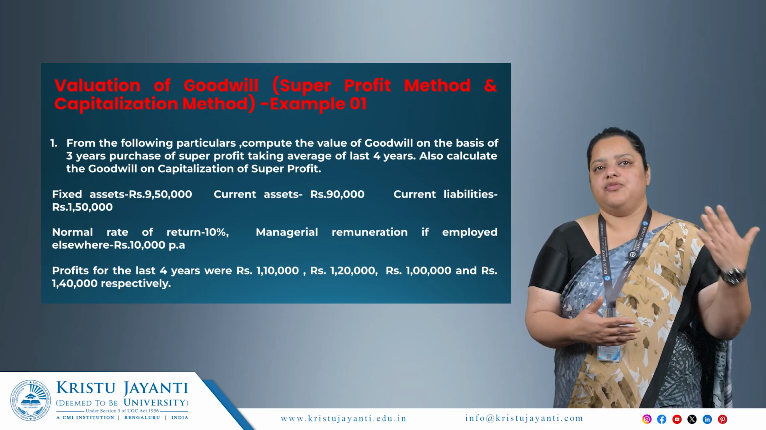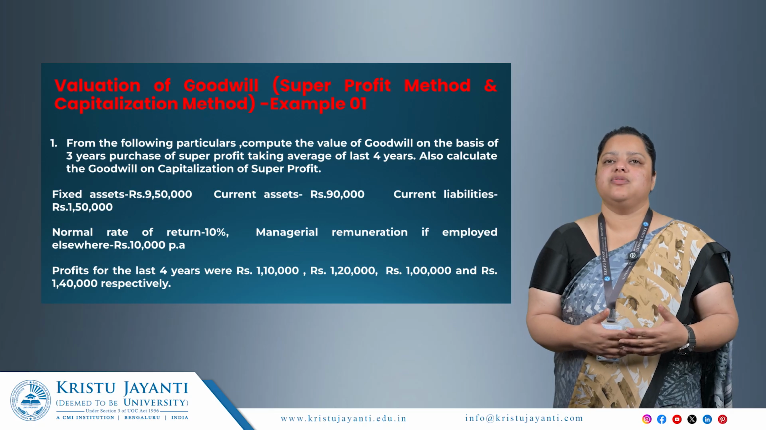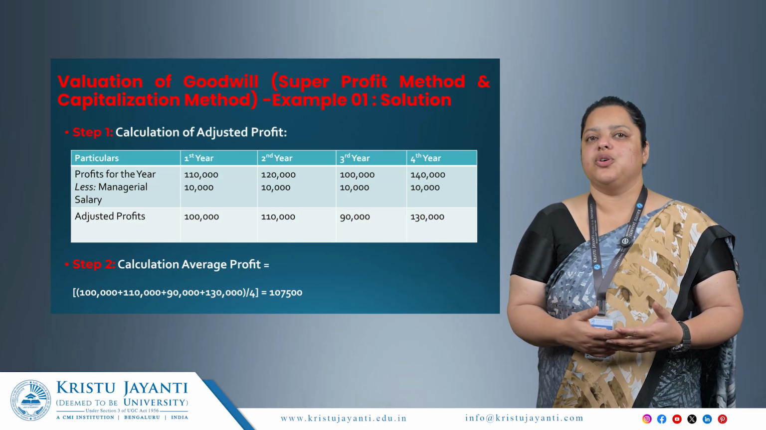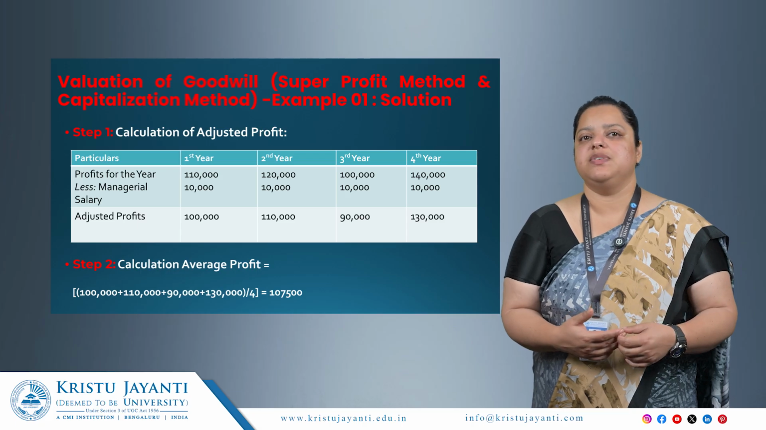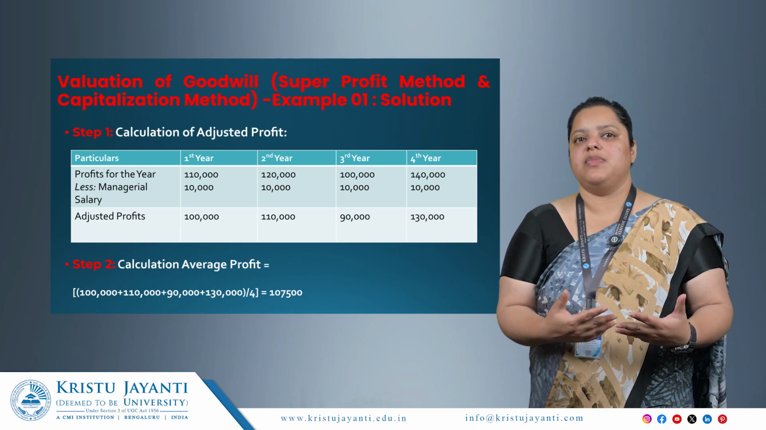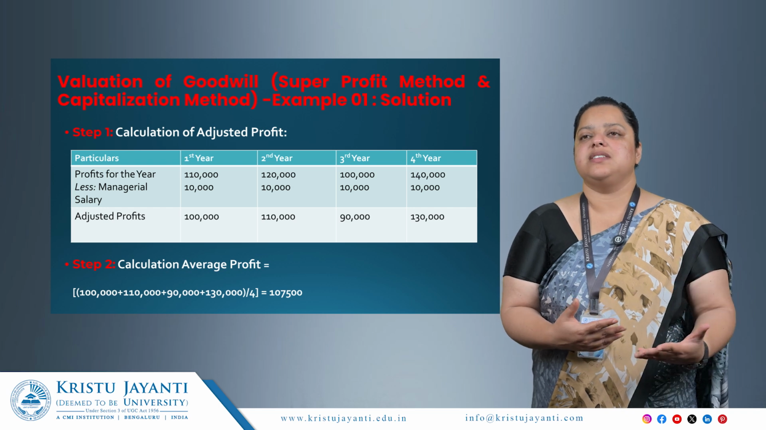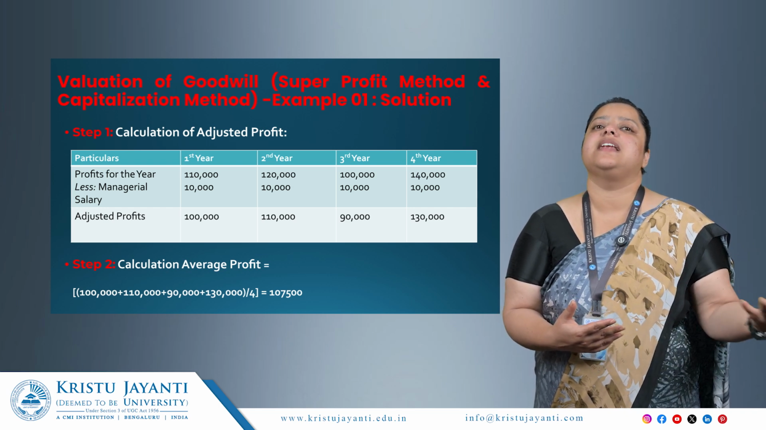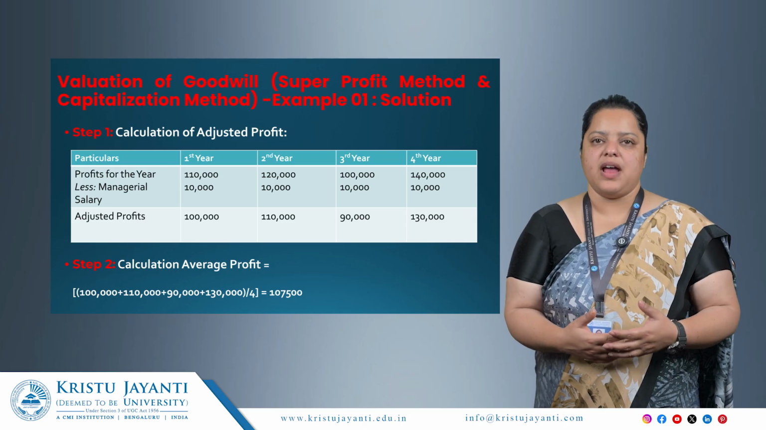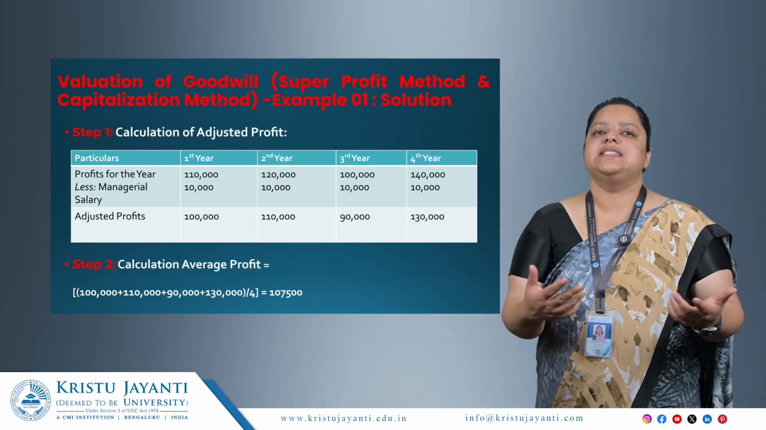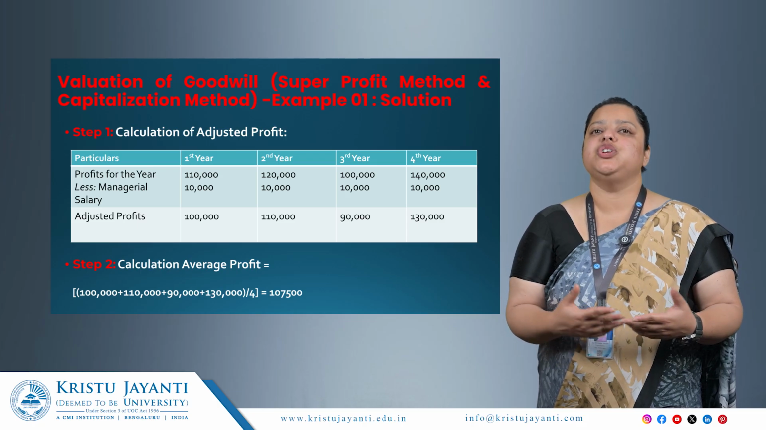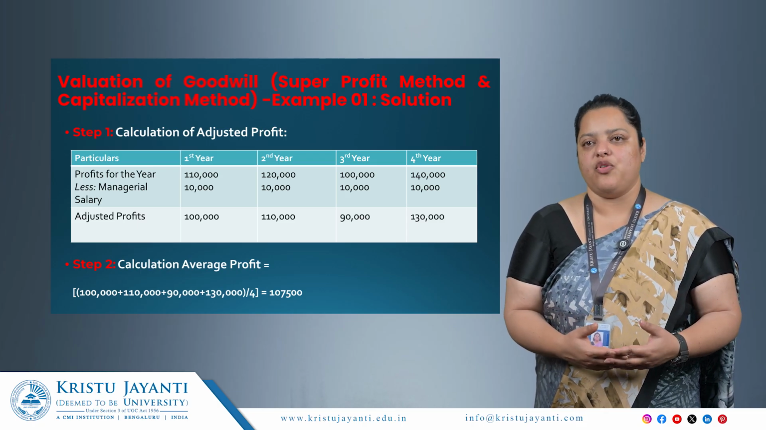So as per the format, first step we need to calculate the adjusted profit. Looking into the question, we have only one adjustment, that is a managerial salary. What is the meaning of that? The meaning is that there was a manager but the salary has not been adjusted with the profit, that is 10,000 per annum, and the manager's salary is our business expense. So any kind of business expenses, we need to minus it from our respective profits.